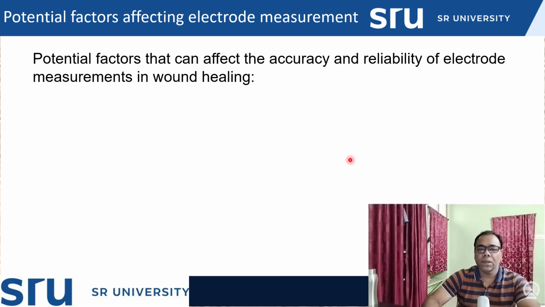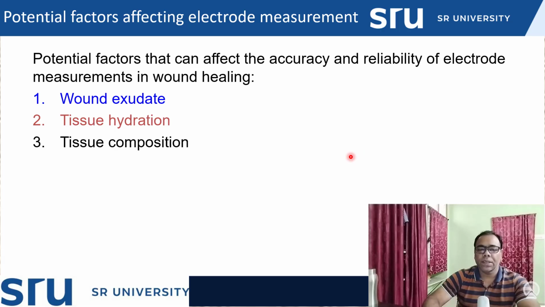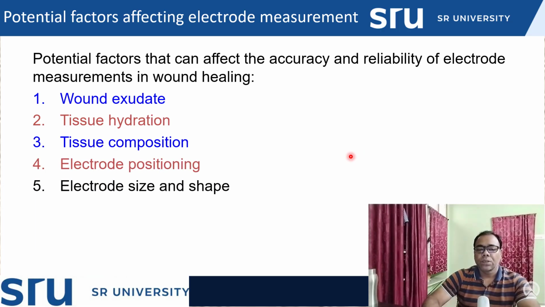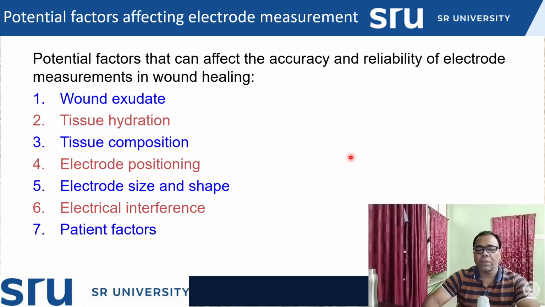Similarly, what are the potential factors that can affect the accuracy and reliability of the electrode? They include wound exudate, tissue dehydration, tissue composition, electrode composition, shape and size of the electrode, electrical interference, and patient factors. These are the factors that will affect the electrode measurement.